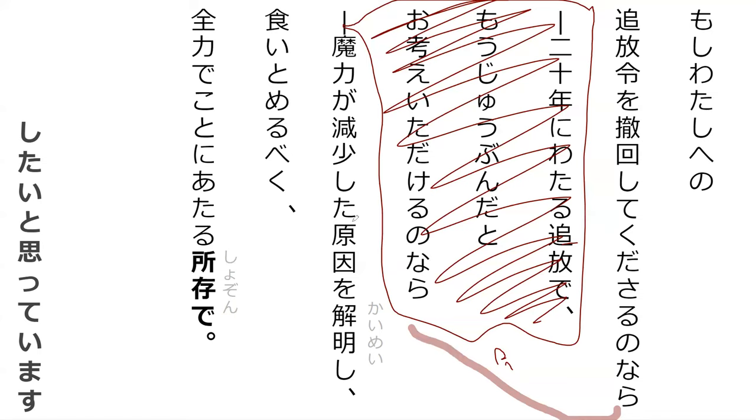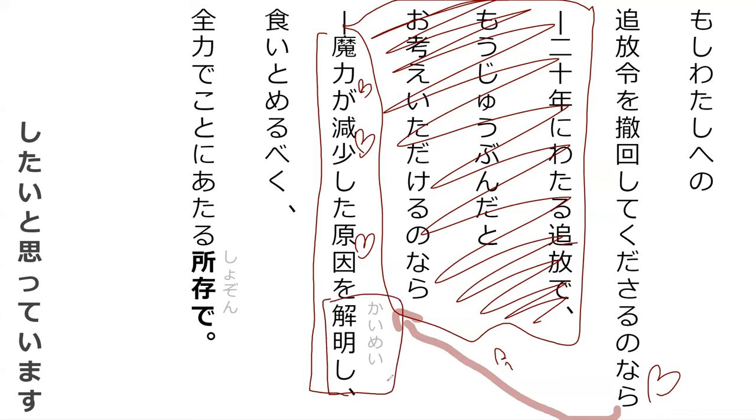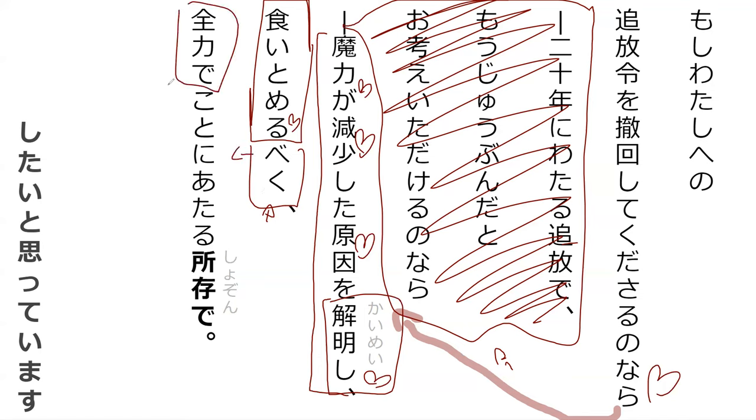Then, "Marioku ga genshou shita geinin o kaimei suru." He's saying, I will do this. The second part here is: if the command for exile is redacted, then the cause of the decrease of the magical power, I will discover and figure out, and I will kuitomeru, I will prevent. Beku, for the purpose of preventing and discovering the origin of the decrease in magical power.